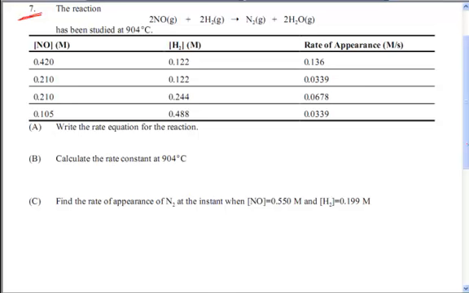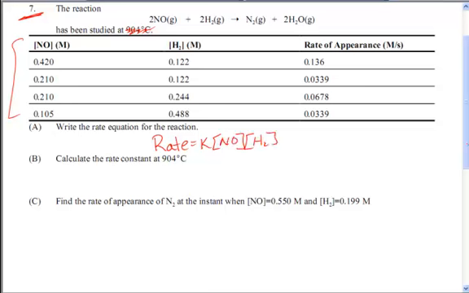Number 7. So, here's the reaction. Again, I'm just ignoring the temperature. Here's my chemical data. Now, they gave me more to work with this time, but it doesn't change the process. So, I still write this as rate equals K times the concentration of NO times the concentration of H2.